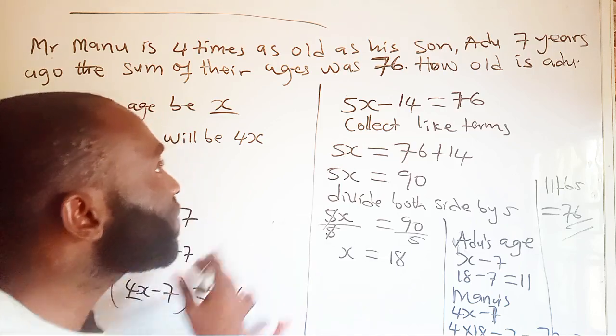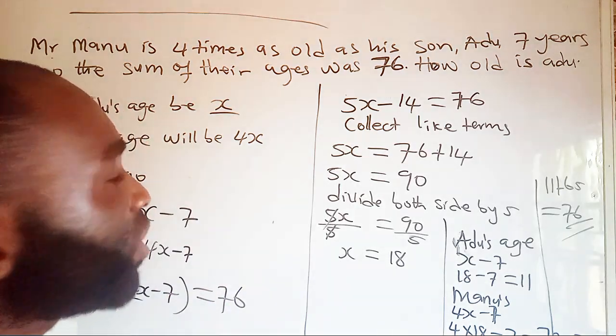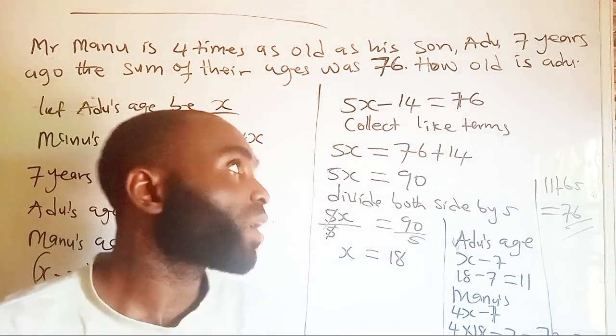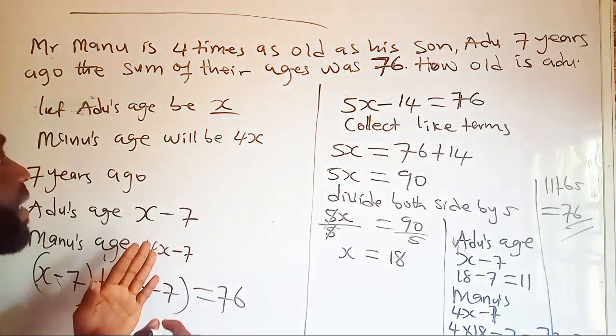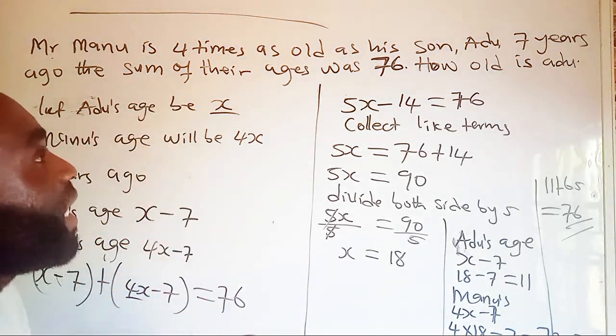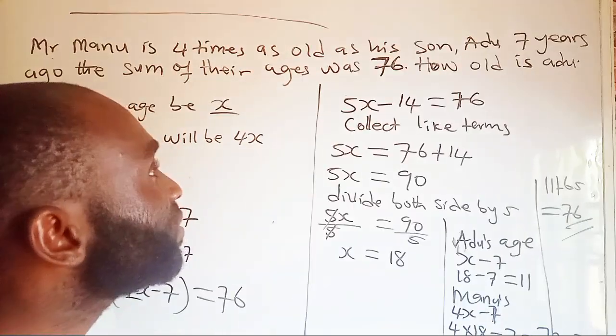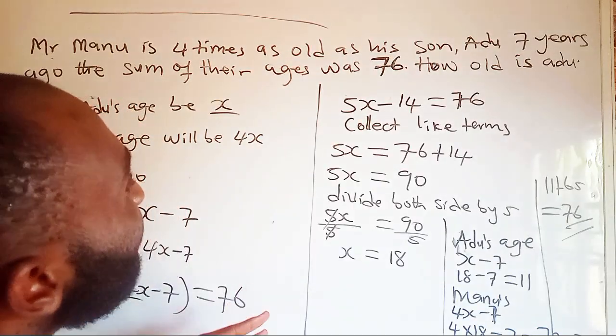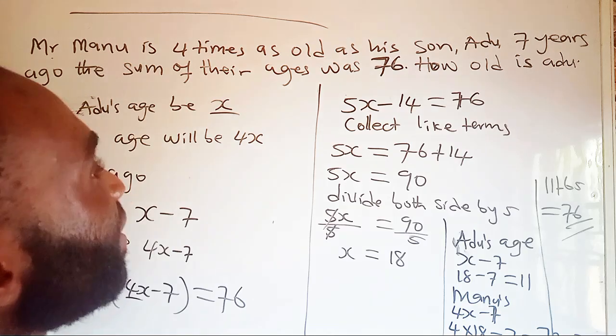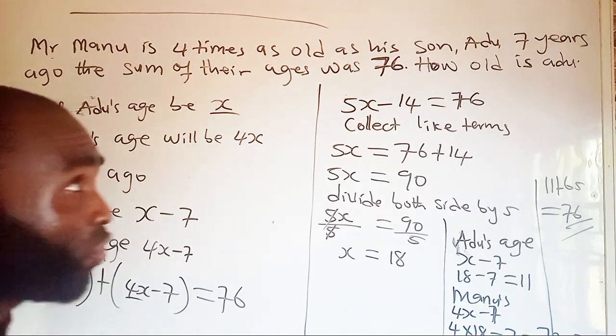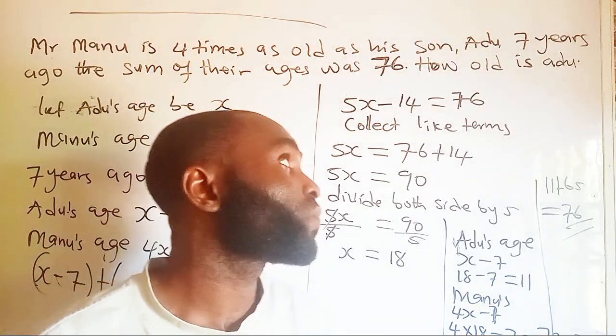So in solving any word problem question, you will need to point out what the target is, like in this question, the father and the son were the target. So you need to point out, then you pay attention to each and every paragraph of the question before you bring the question to life.